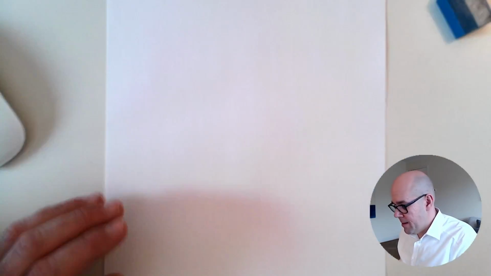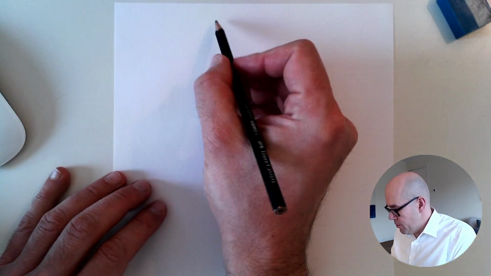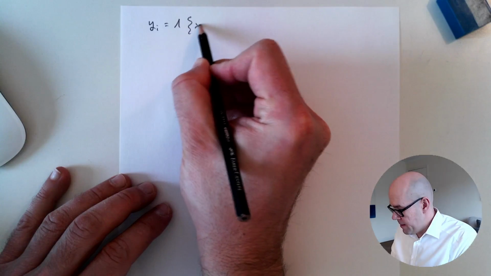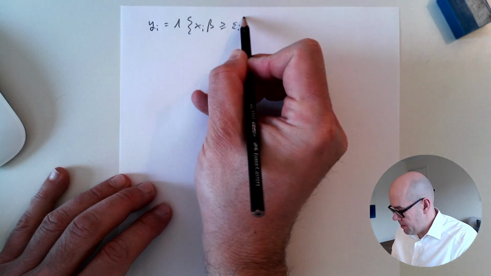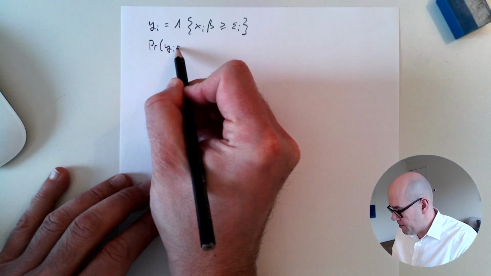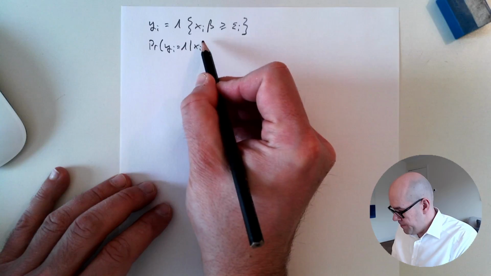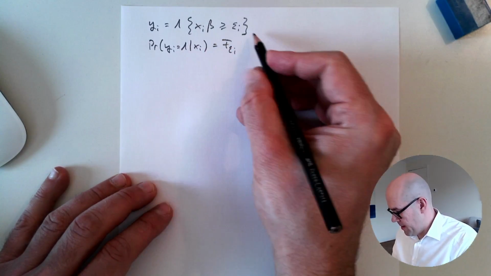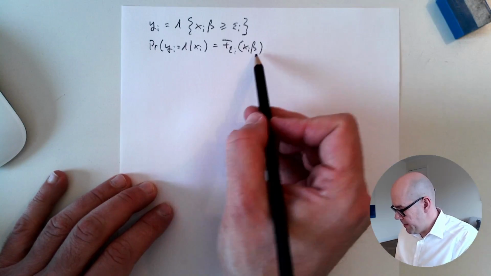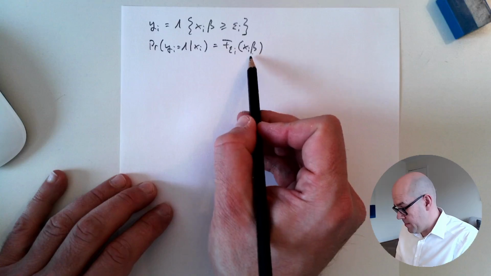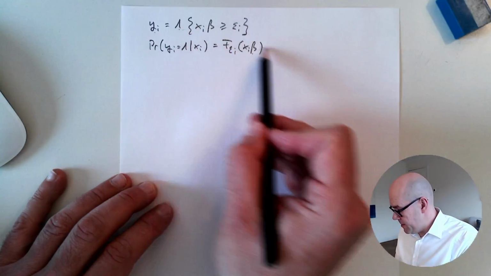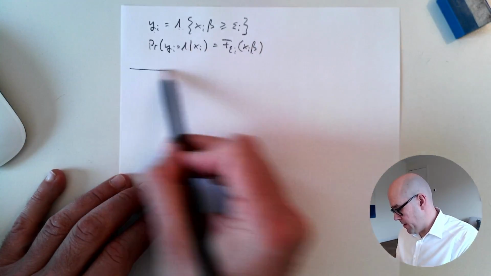To see this, let me just write this out for you. Before, what we had was that yi is equal to 1 if xi beta is greater or equal than epsilon I. So what we got from that was that the probability that yi is equal to 1 given xi was the CDF of epsilon I evaluated at xi beta. That was our choice probability for the higher of the two outcomes, higher in terms of the coding. So yi is either 0 or 1, and this is the probability to observe the higher of the two values.